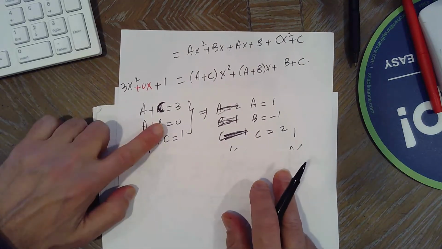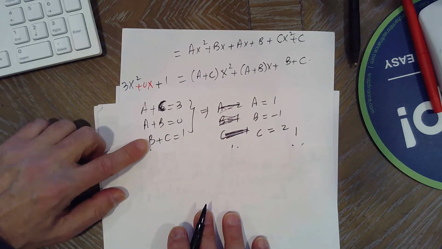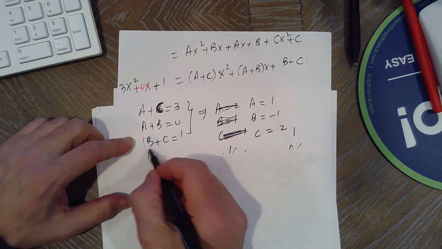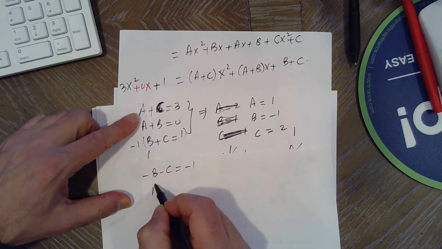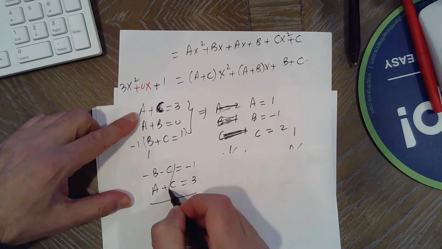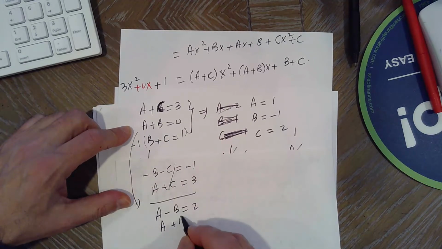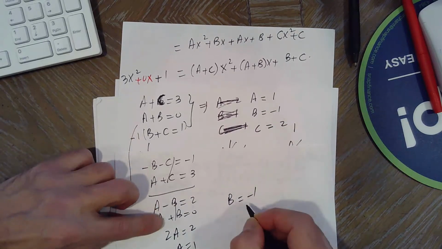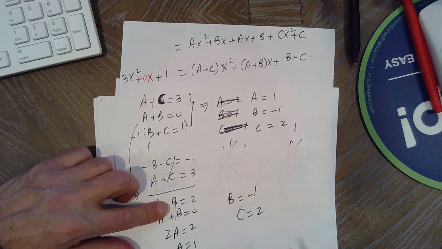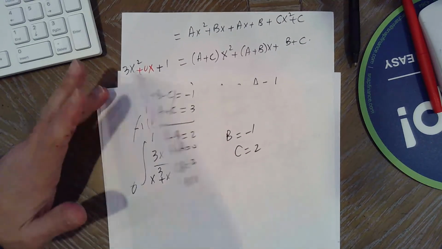Okay, look at this, a plus c equals 3, and if you multiply this by -1, you get -b minus c equals -1. Adding those, you get a minus b equals 2, and a plus b equals 0, so 2a equals 2, a is 1. And that means b is -1 because they add up to 0, and then c is 2. Yeah, because I have it in the notes different from what I have here.